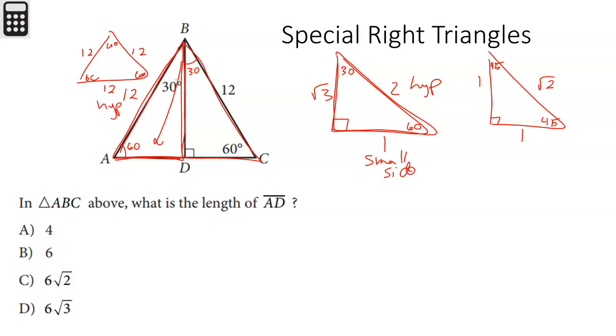How do I get from the small side to the hypotenuse? What can I multiply by? In my special right triangle, 1 times what gives me 2? 2. What times 2 gives me 12? Done. That ratio, they're similar triangles, that ratio is always going to follow through. So because I have a special right triangle, I know that my hypotenuse will be twice the length of the short side.